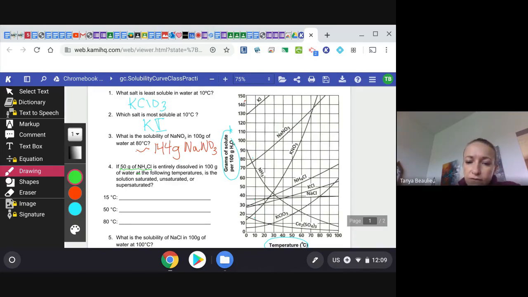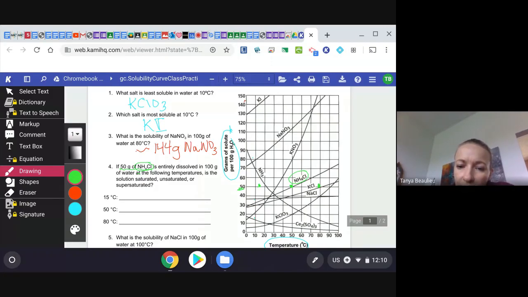So I'm going to go and find 50 grams on the graph, and I'm going to put a data point at 15 degrees Celsius, at 50 degrees Celsius, and at 80 degrees Celsius. So here's 50 grams and 15 Celsius, 50 grams and 50 Celsius, and 50 grams and 80 degrees Celsius there. Now the substance I'm looking at is ammonium chloride. So I'm going to look at those data points in reference to the line for ammonium chloride.